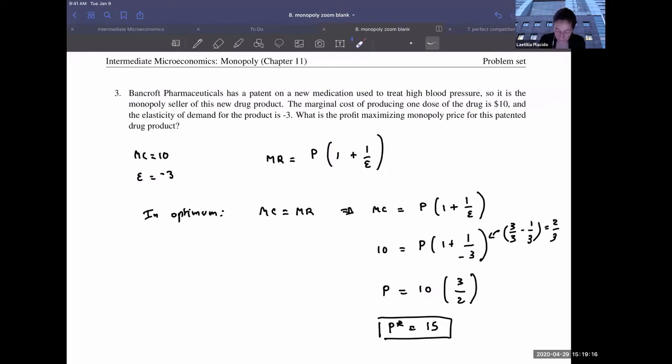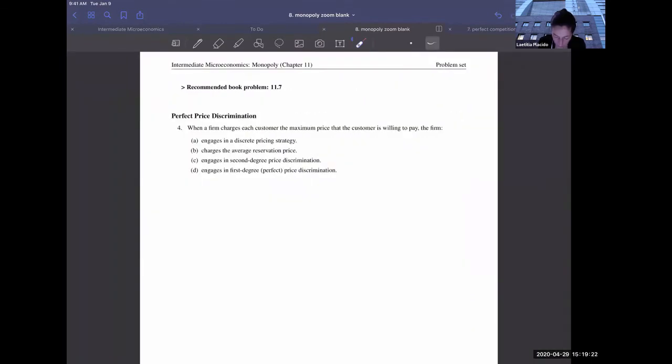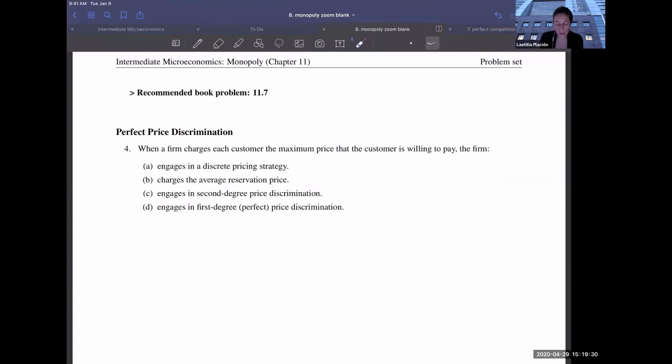All right, let's move to question 4 here. Before we move to price discrimination, if you want more practice on this, you can do the book problem 11.7. Again, if you need me to provide the solution for this, just ask me and I can post it on Piazza.